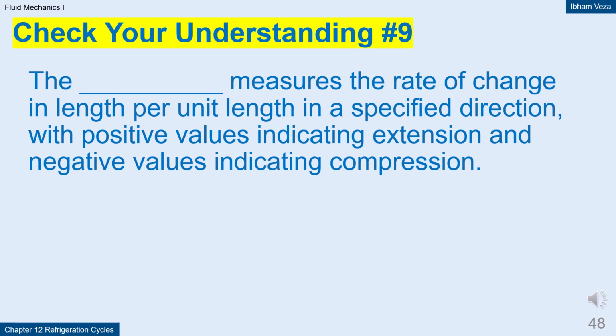Check your understanding. Number 9. The strain measures the rate of change in length per unit length in a specified direction, with positive values indicating extension and negative values indicating compression.